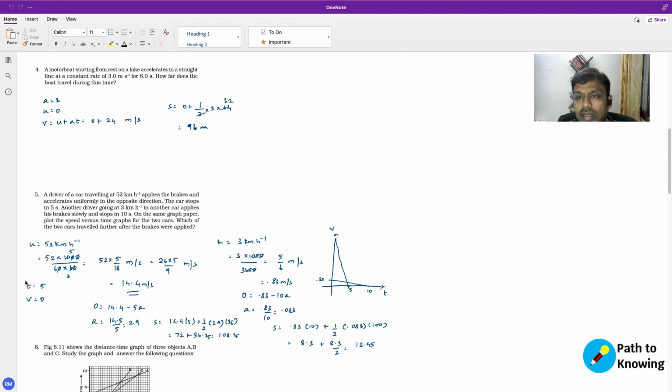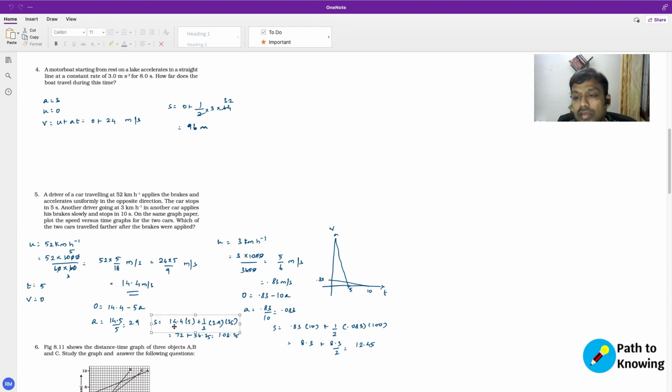So with this, you have the first car took 5 seconds to come to a complete halt, which means the final velocity is 0. And with this, you can calculate the acceleration of this car. We can use the first equation here, v equals u plus at, and with that you see that your acceleration is going to be 2.9. And with the acceleration, you can also find the total distance, which is going to be ut plus half at squared, right?